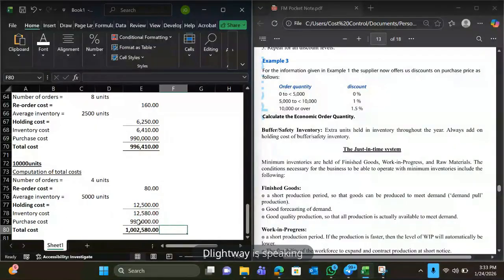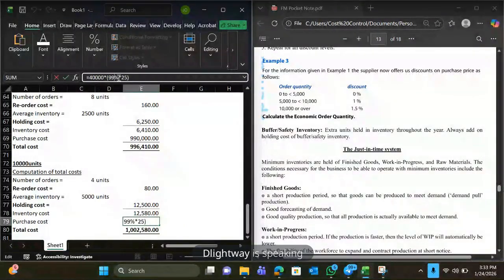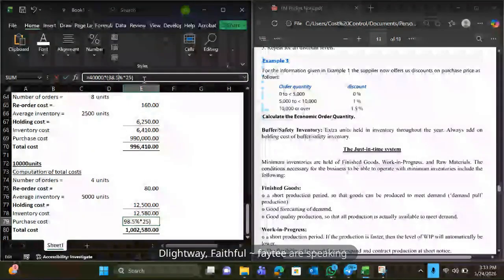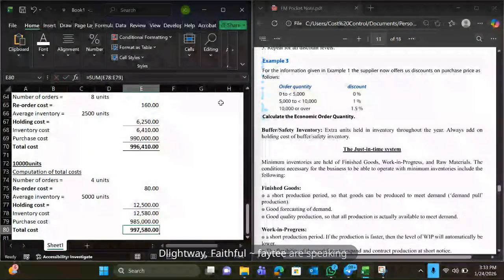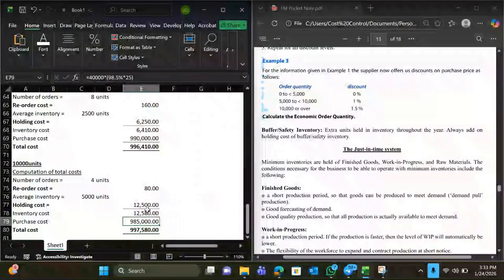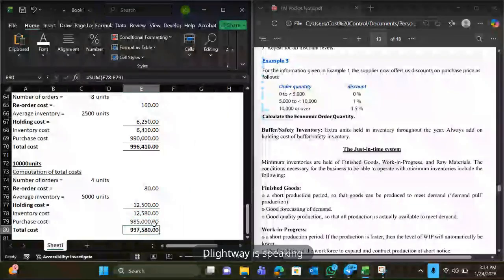And then for the purchase cost, it's going to be 40,000, the annual demand, multiplied by open bracket. Now, this time it's not going to be 99%. It's going to be 100% minus 1.5%, which will give us what? Because the discount is 1.5%, it is 98.5%, times the purchase price. You got it, Olamide? Yes, I get it. So that's what it simply means. So the addition of the inventory cost and the purchase cost gave us $997,580. So this is the total cost.